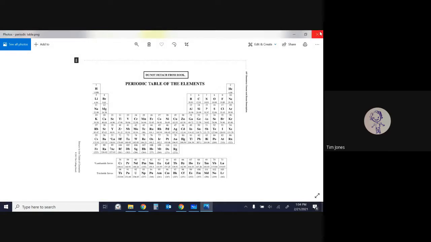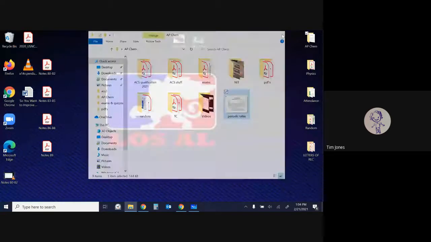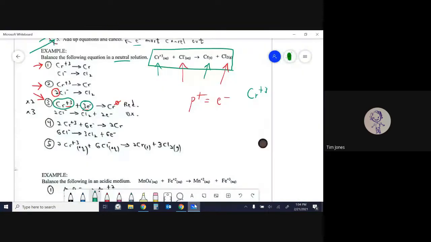Chromium is element 24. So you can say it's got 24 protons, and since it's +3, it's got 21 electrons. We know that it's becoming neutral, which means it's got 24 protons and 24 electrons. That means the only way it can make this change is to gain 3 electrons, which we show like that. You may be slow at first, but you'll pick up speed on that probably by the end of this lesson.